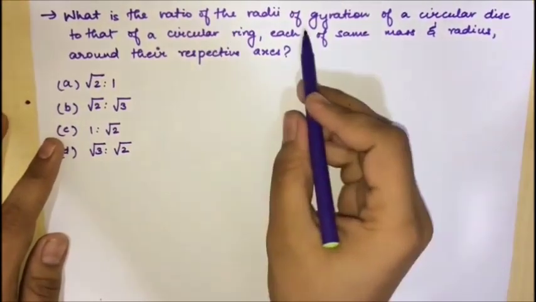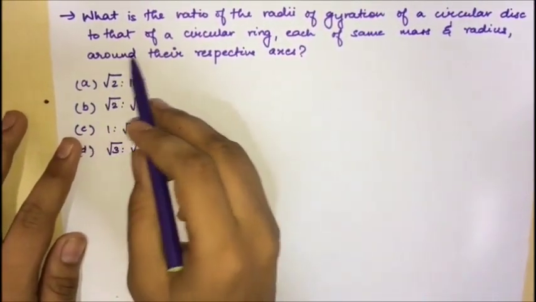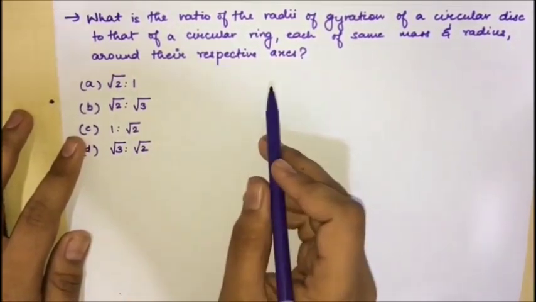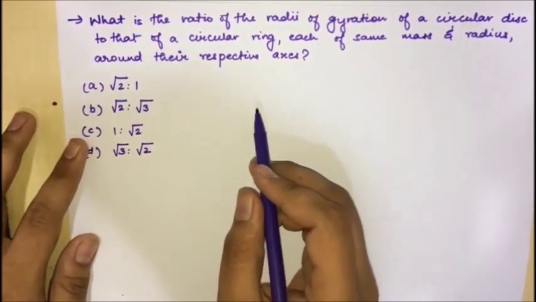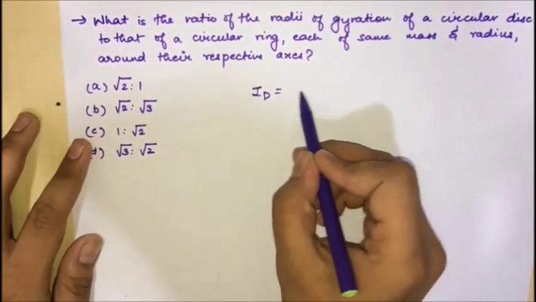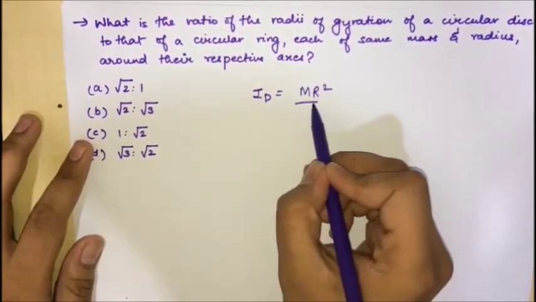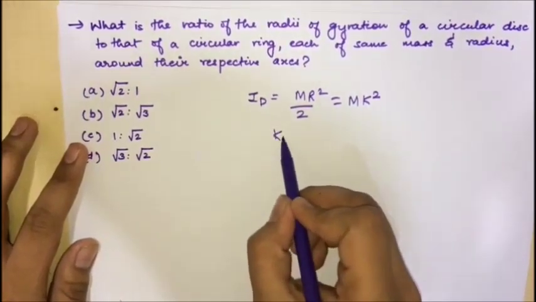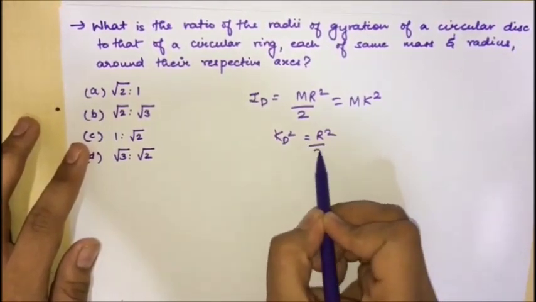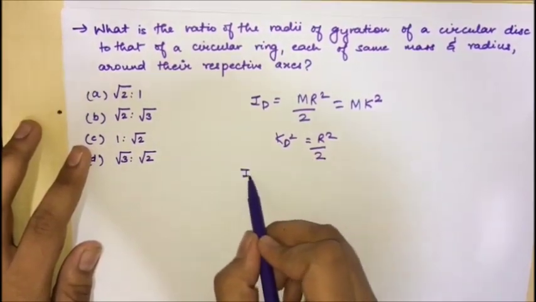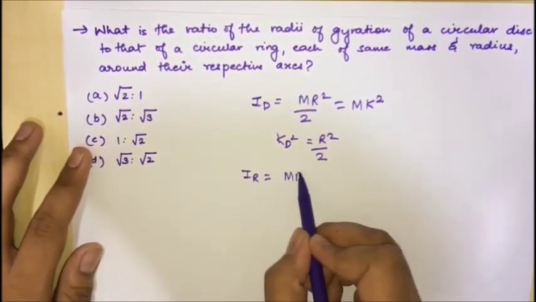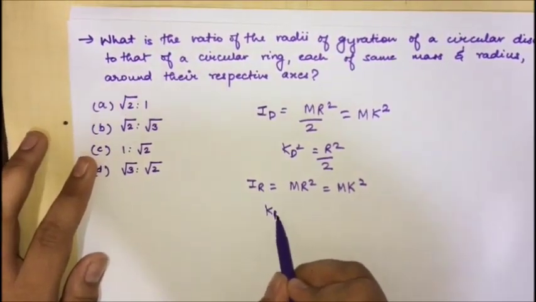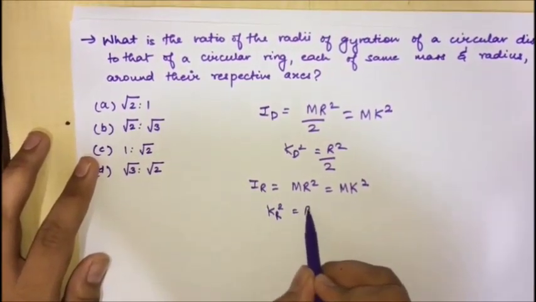What is the ratio of radii of gyration of a circular disc to that of a circular ring, each of the same mass and radius, around their respective axes? So now we know for a circular disc, ID will be mr square upon 2, which is equal to m kd square. So kd square is equal to r square upon 2. For a circular ring, IR is equal to MR square, which is equal to m kr square. So kr square is equal to R square.